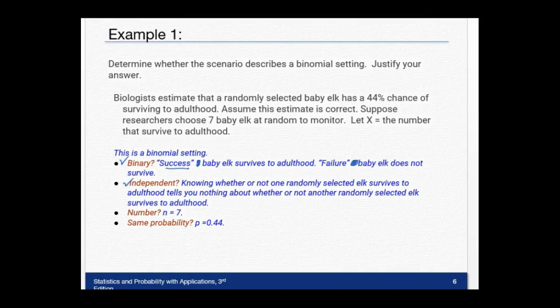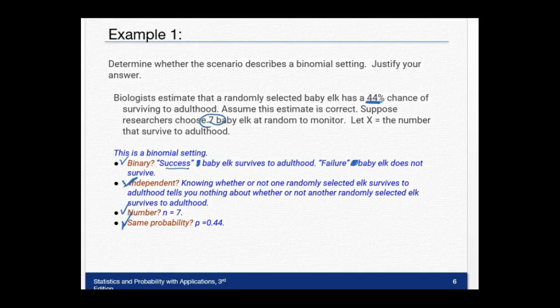The number: how many elk did we choose? We chose 7. And the probability: does it have the same probability of survival? Well, it says each baby elk has a 44% chance. So yes, it has the same probability. So you're going to be asked to take a scenario and run it through those 4 checks.